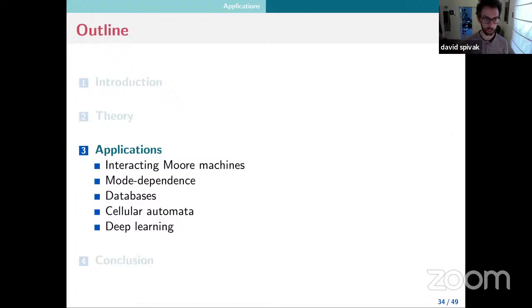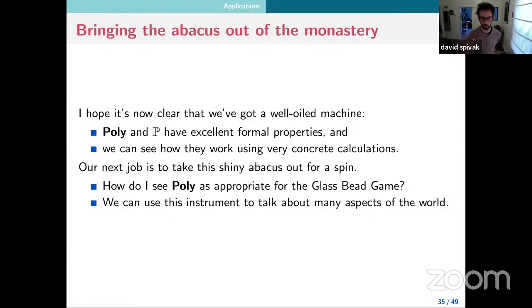And I'll move into applications. But I hope it's clear now that we've got this well-oiled machine, at least theoretically, it's beautiful. And we see how everything works using concrete calculations. And our next job is to just take this shiny abacus out for a spin.